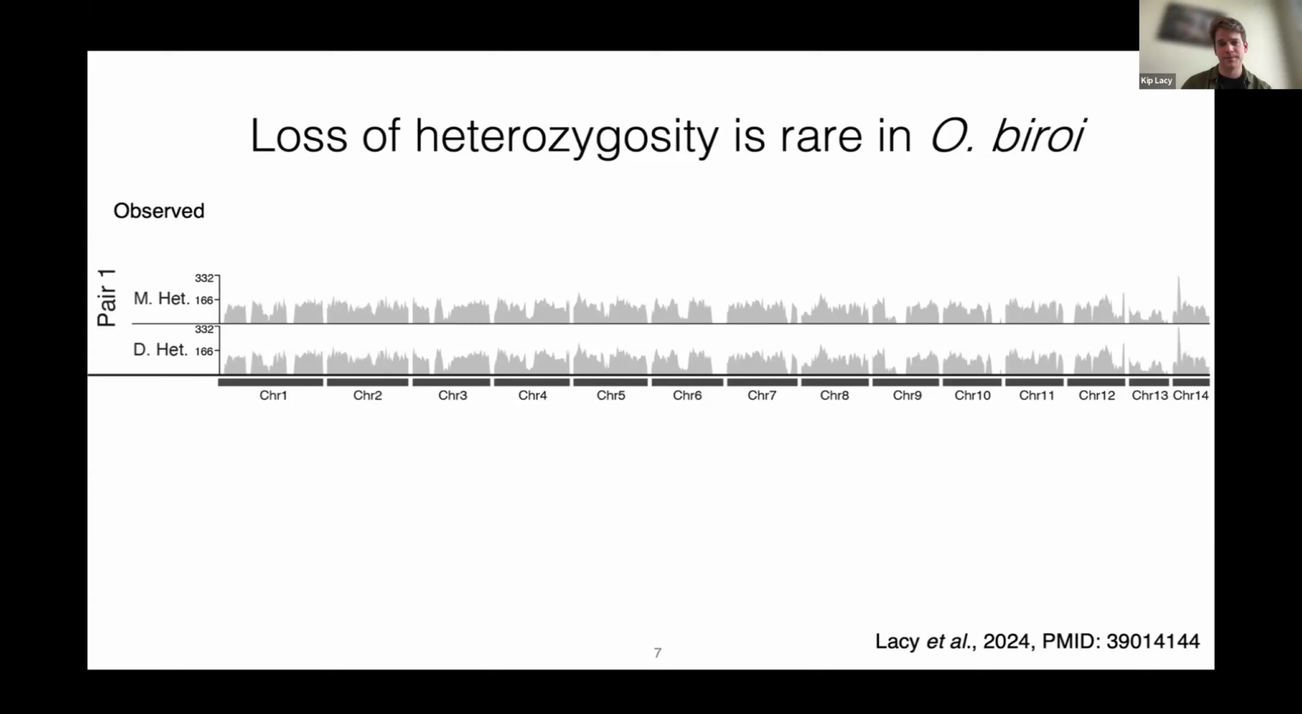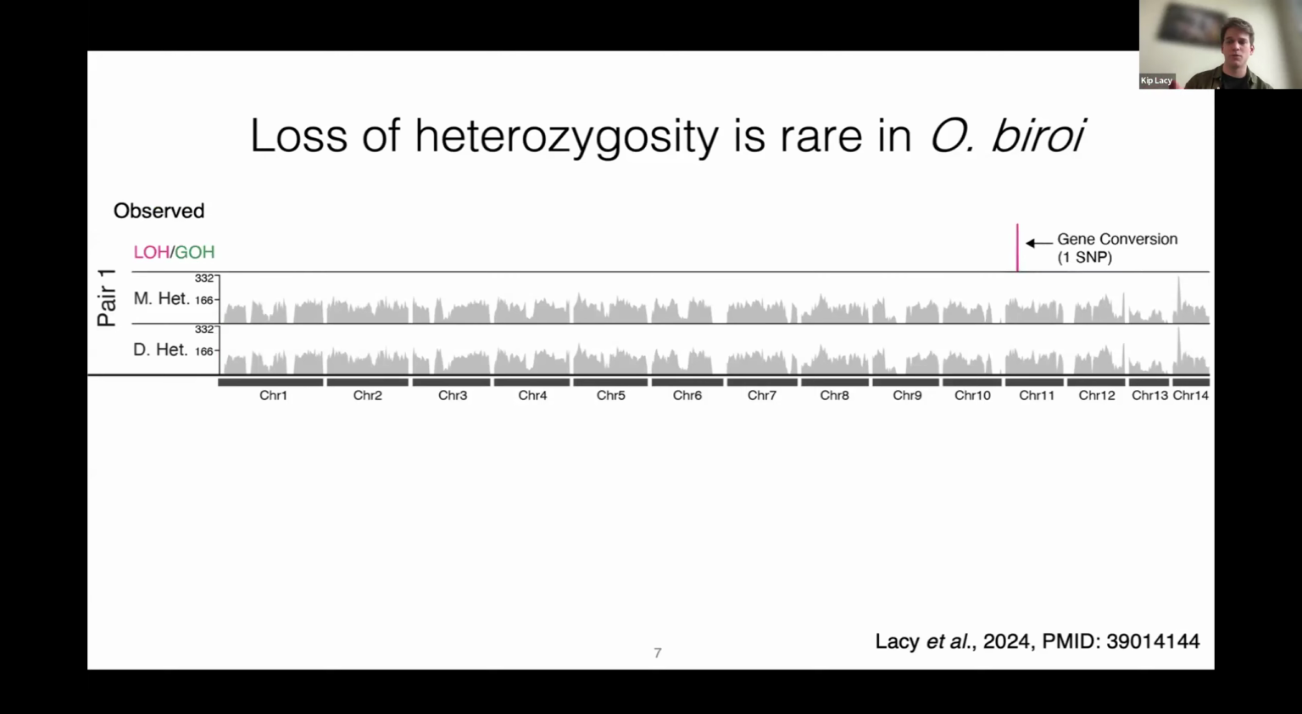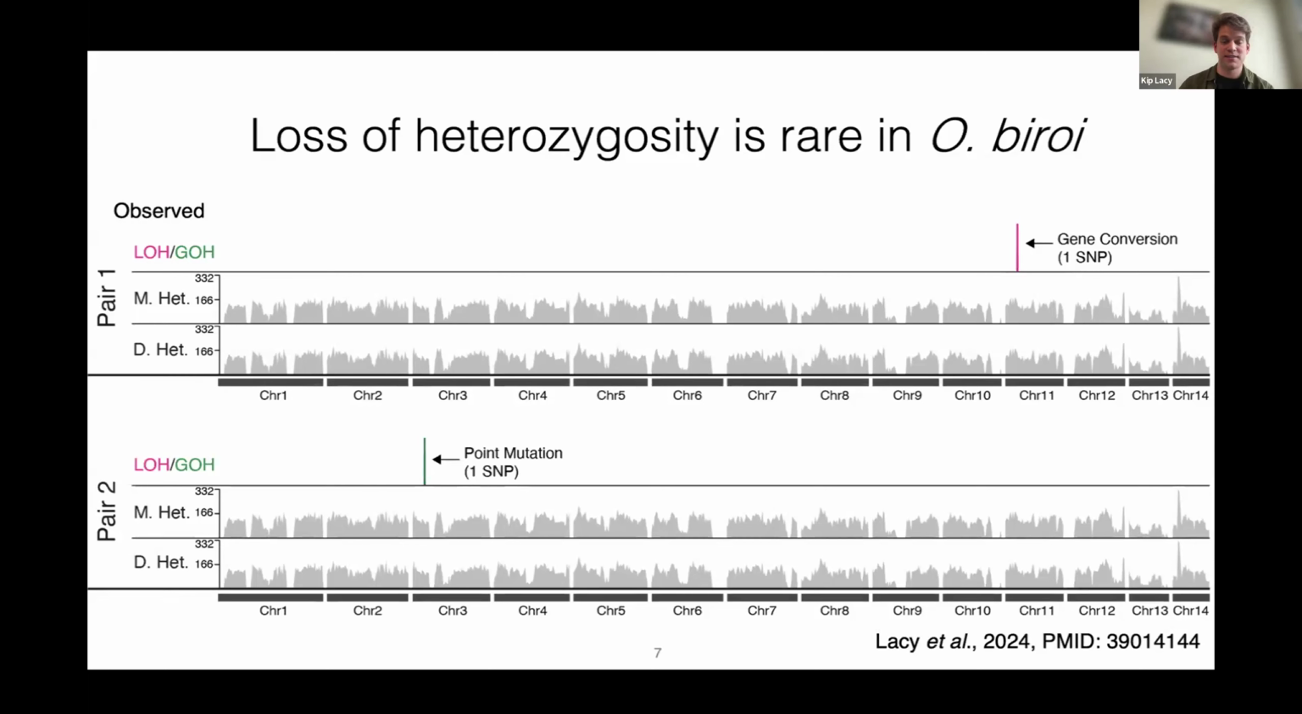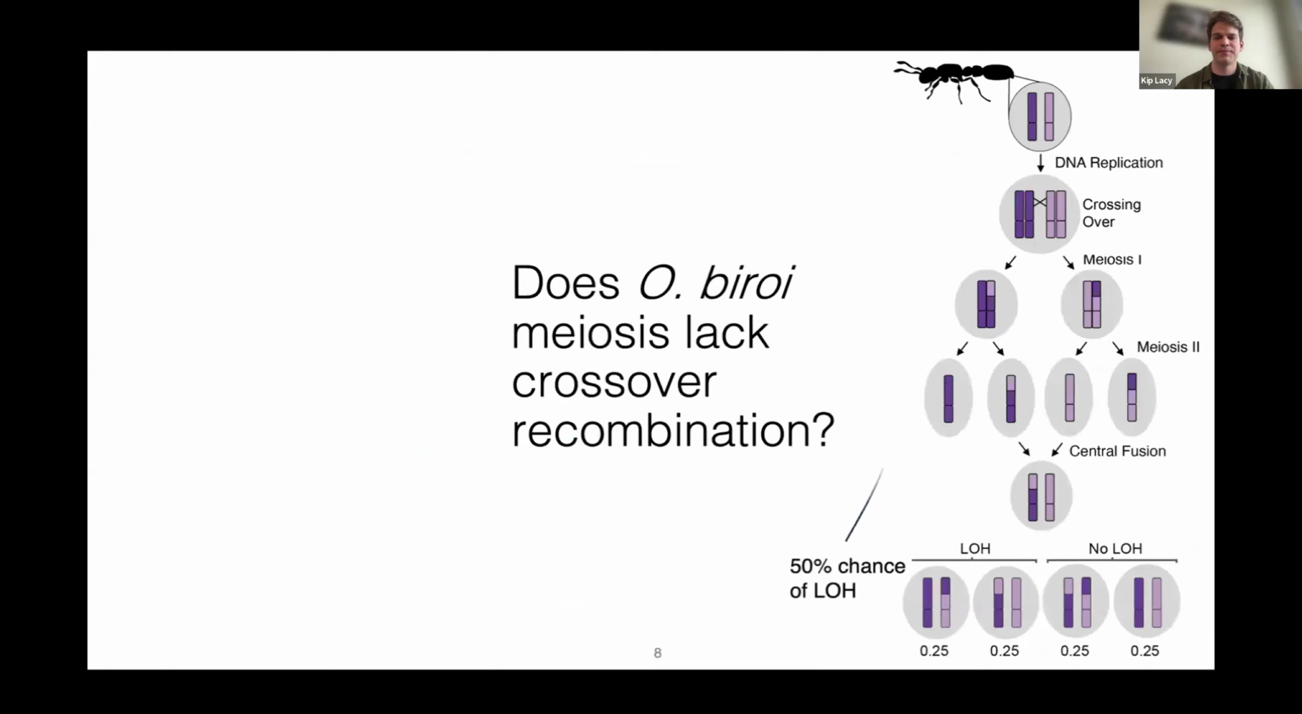So here are the real data. And here I'm just showing every site at which there was a difference in the maternal and daughter genotype. And here, this was just a single SNP that lost heterozygosity. In a second mother-daughter pair, the same story, except there was just a single SNP that then gained heterozygosity. And so this is really not what we were expecting. There's none of these big segmental losses of heterozygosity. So why might this be?